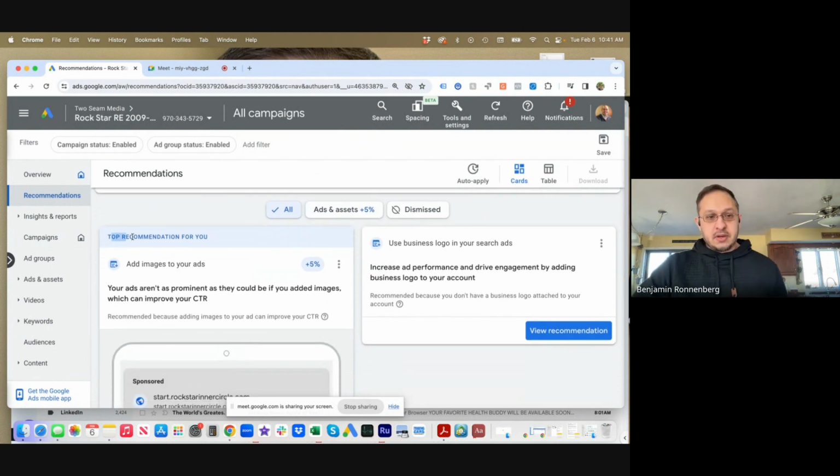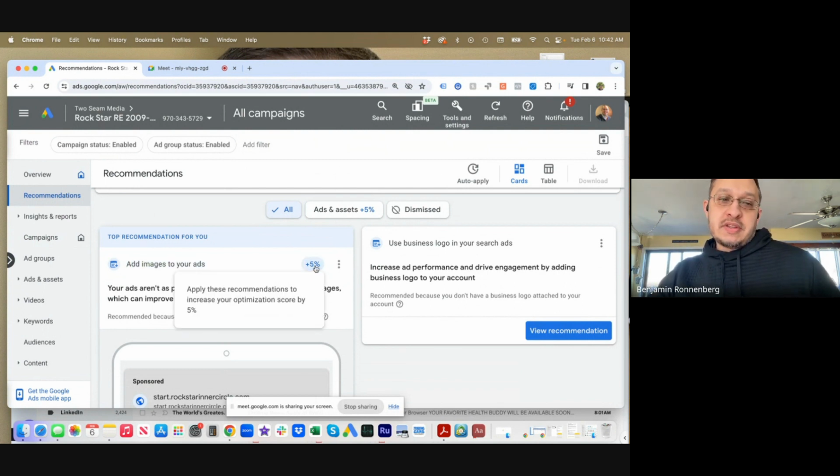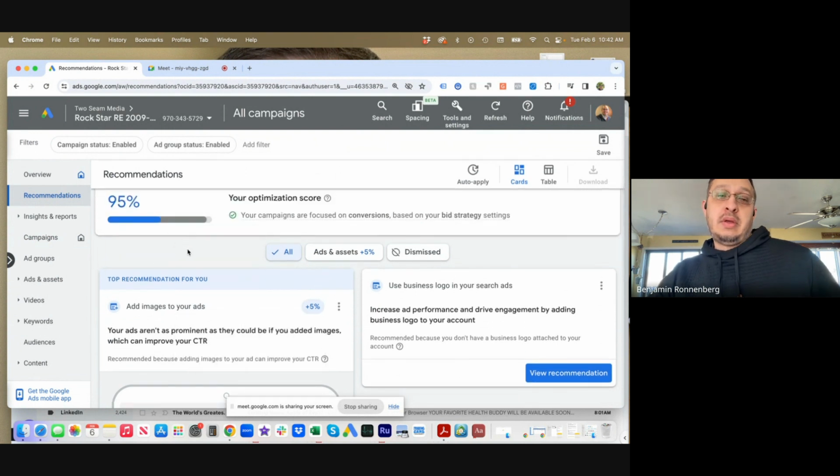This is a good one. Top recommendation for you: add images to your ads. You'll get this 5% bump, right, to this optimization score up here. Optimization score, cool, whatever. I mean, maybe that means you're going to get fed more impressions, right? And eventually more traffic and conversions.